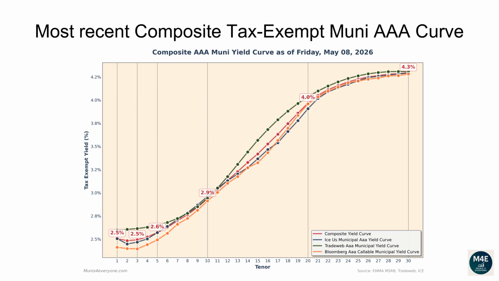The one-year composite tax-exempt yield is 2.5%. The two-year yield is 2.48%. The three-year yield is 2.49%. The 5-year yield is 2.57%. The 10-year yield is 2.94%. The 20-year yield is 3.97%. The 30-year yield is 4.29%.